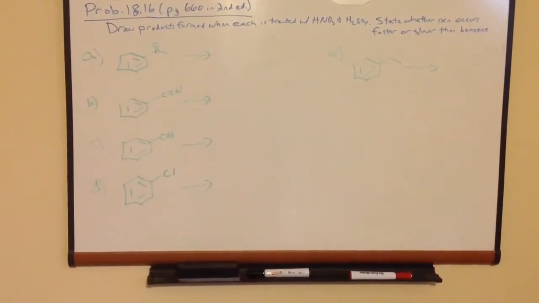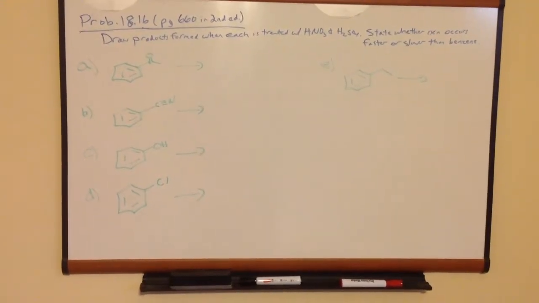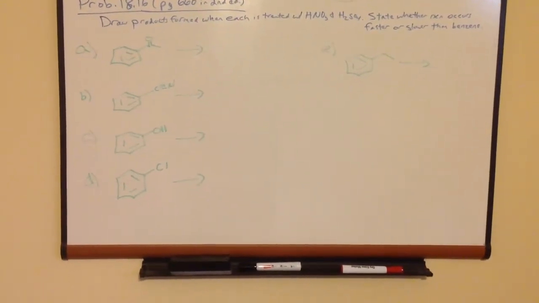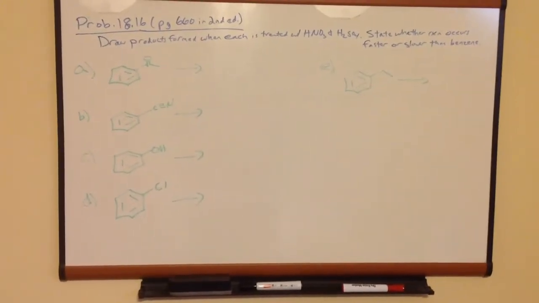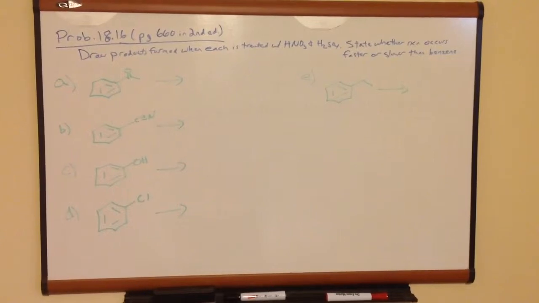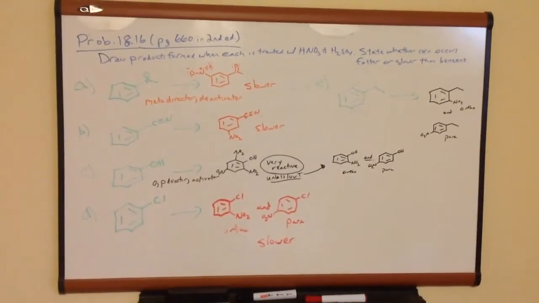A is acetophenone, where we have a C double bond O CH3, a ketone group there. B is benzonitrile with the cyano group. C is phenol with the hydroxy group. D is chlorobenzene. And E is ethylbenzene. So I'll pause for a moment. Alright, now, let's look at these. So I went through these.